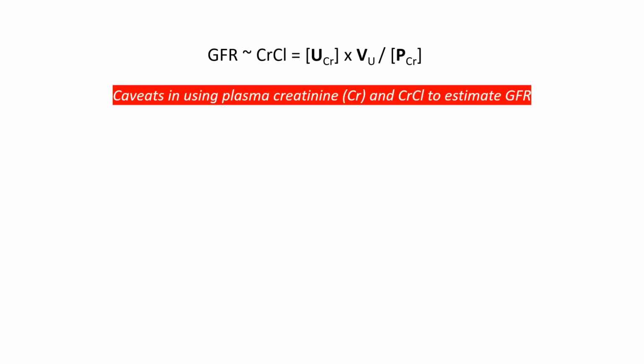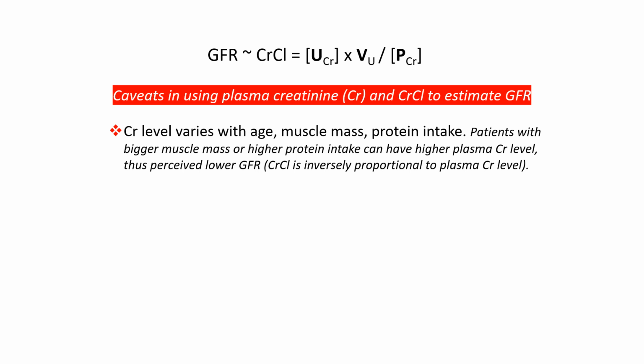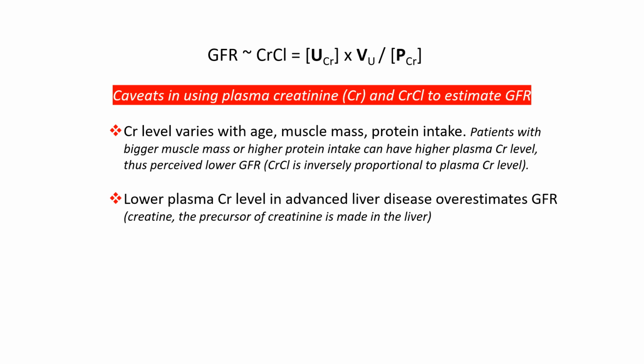Note the following caveats in using plasma creatinine and creatinine clearance to estimate GFR. Creatinine level varies with age, muscle mass, and protein intake. Patients with bigger muscle mass or higher protein intake can have higher plasma creatinine level, thus perceived lower GFR. Remember, creatinine clearance is inversely proportional to plasma creatinine level. In contrast, lower plasma creatinine level observed in patients with advanced liver disease overestimates GFR.